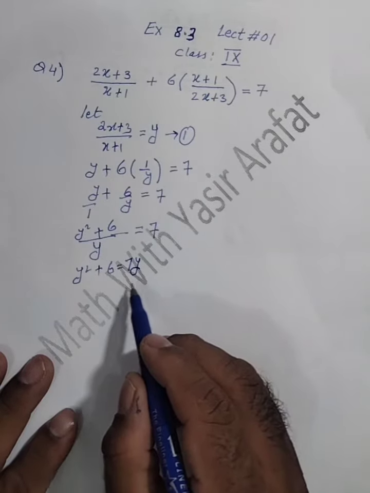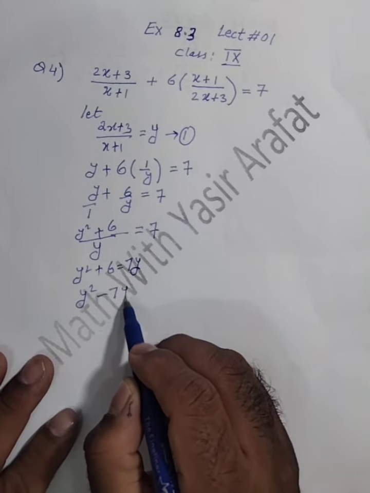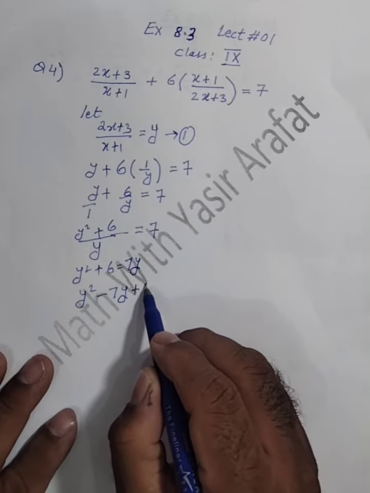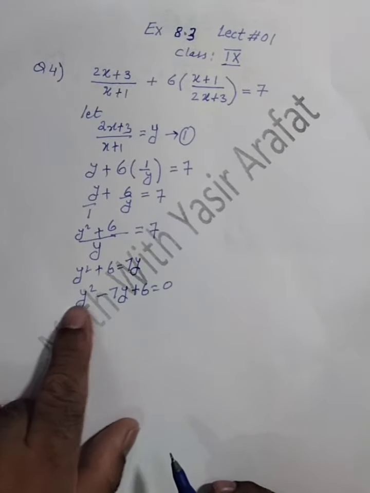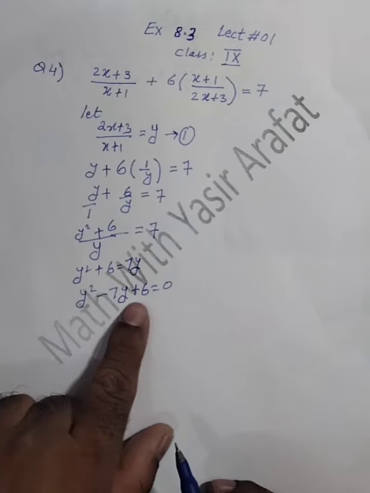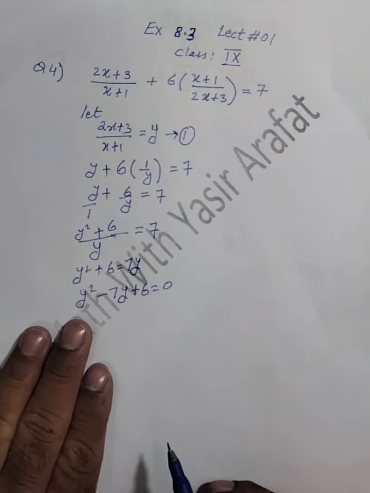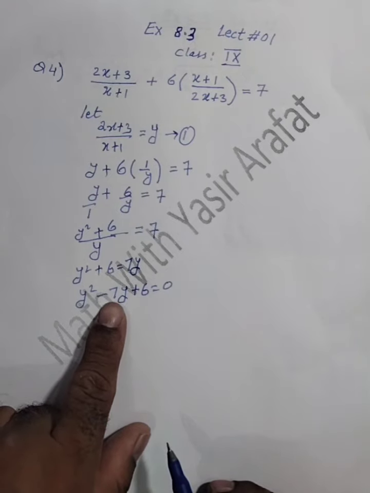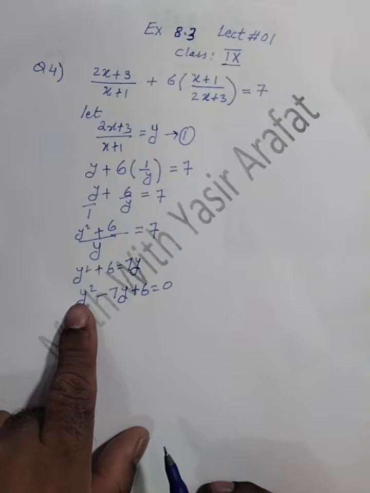Now we have to shift this 7y to the left hand side to write the standard form here, and this equals 0. Now it becomes a quadratic equation. In a quadratic equation, we have 3 methods here, and normally we use 2 methods. Number 1, to break the middle term, and number 2, we can also apply the quadratic formula.